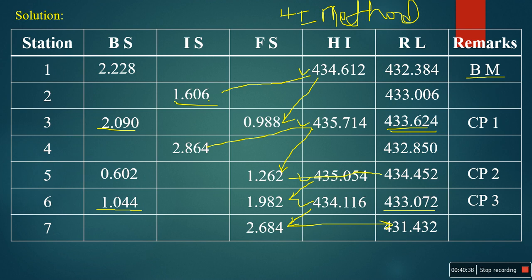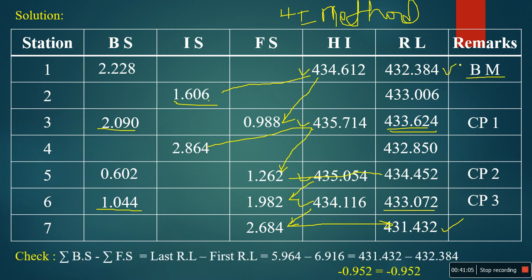Now we have to verify whether our calculation is correct or not. We know the formula: summation of BS minus summation of FS, the difference of these two, gives one value. Similarly, last RL minus first RL. Don't interchange that one. Always consider last RL minus first RL. Check that value: summation of BS minus summation of FS is equal to last RL minus first RL.